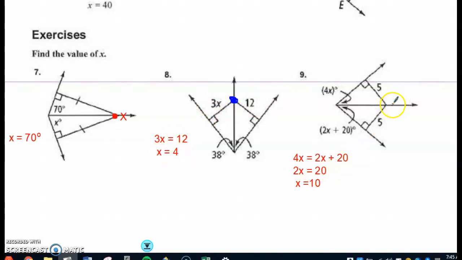Same thing here. Look at this point. It's equidistant from the side at a perpendicular. That's 5. And it's equidistant from this side at a perpendicular. That's 5. Since these two are equal, this point lies on the angle bisector, and I know these two have to equal each other. When I set them equal to each other, we get 4x equals 2x plus 20. Subtract 2x from both sides, you get 2x, and divide by 2, and you're going to get a 10.